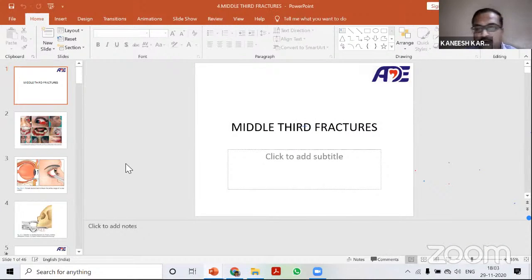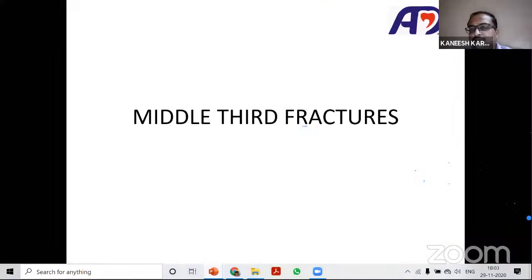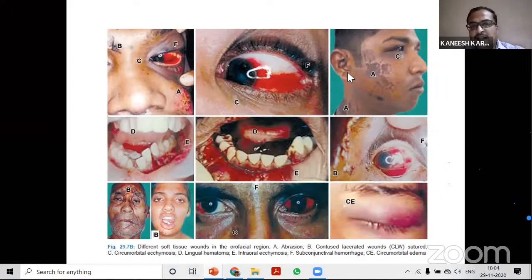So we'll move on to middle third fractures. These are the different soft tissue wounds in the orofacial region. This is a subconjunctival ecchymosis. There is an ecchymosis in the conjunctiva.